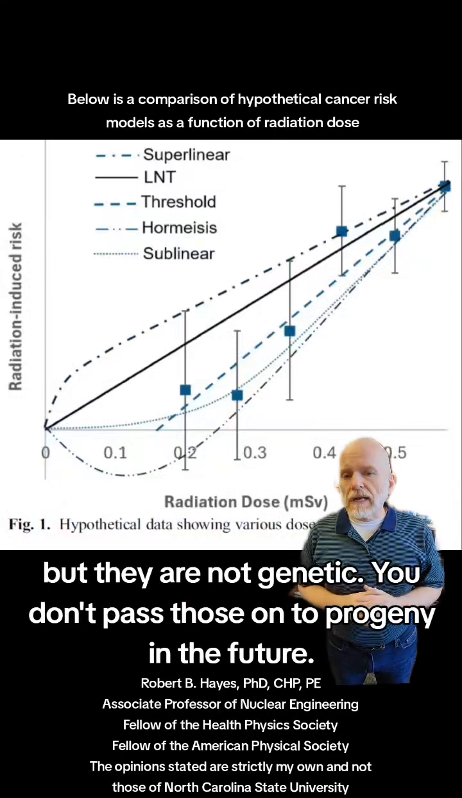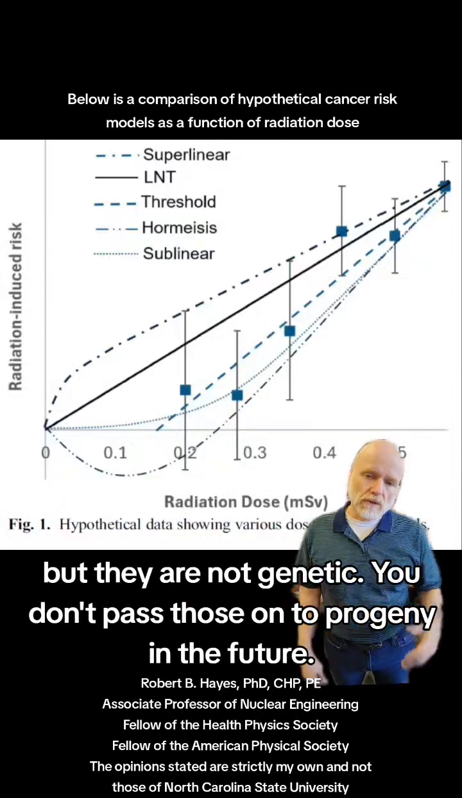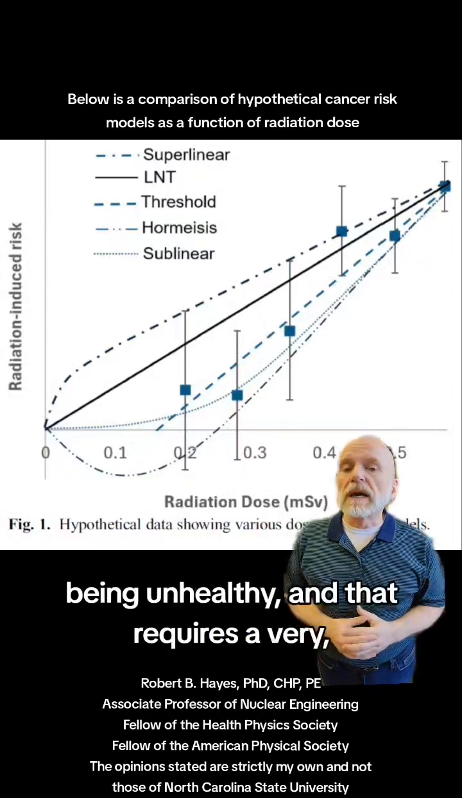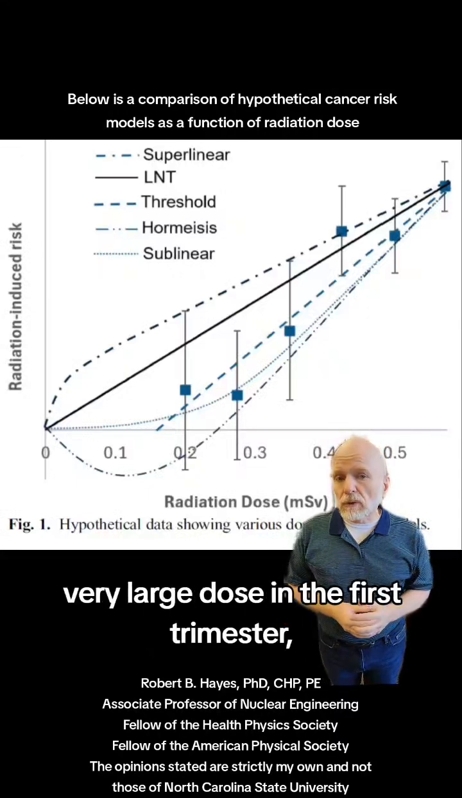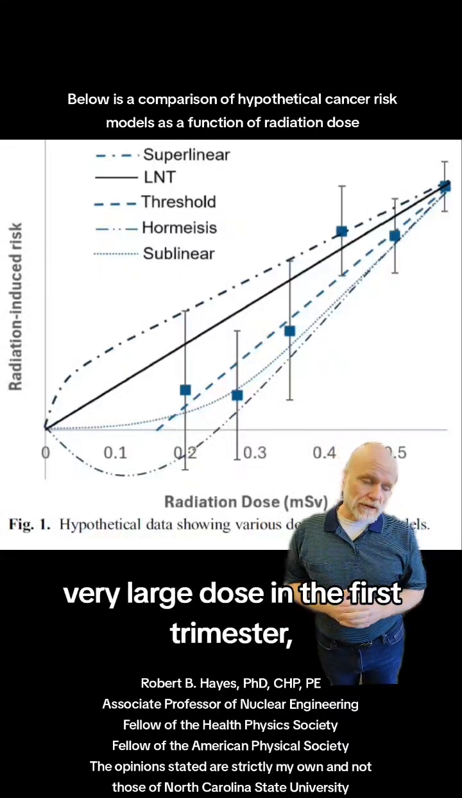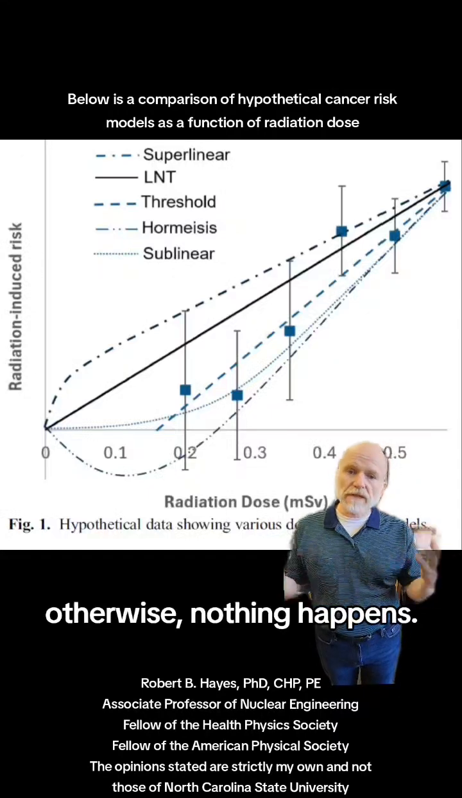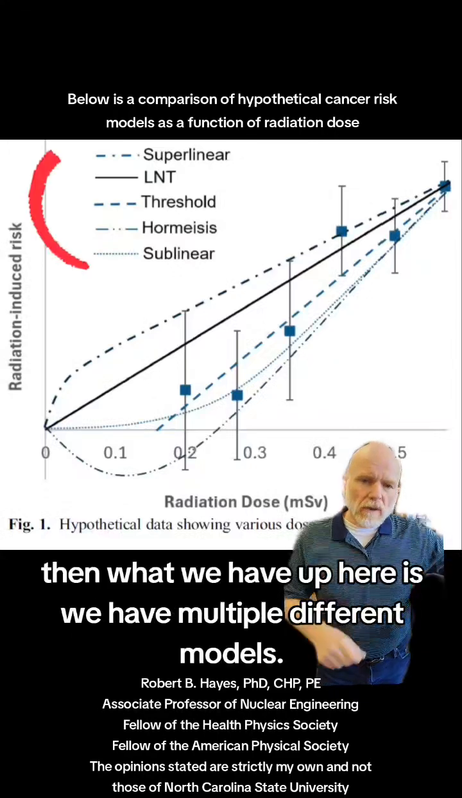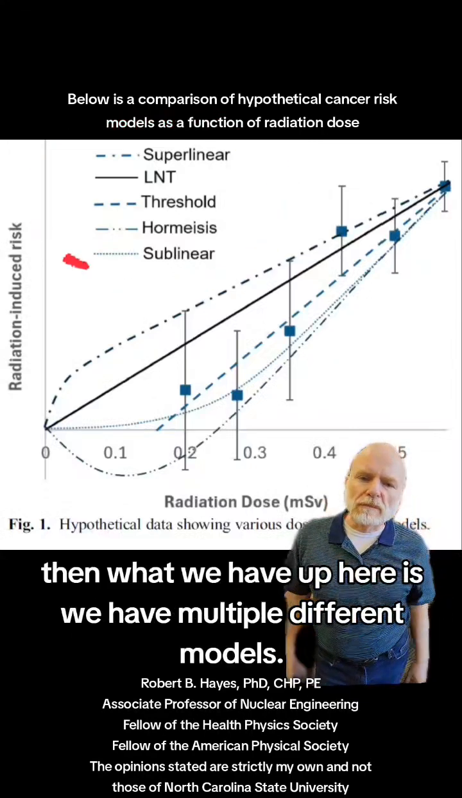But they are not genetic. You don't pass those on to progeny in the future. They're just birth defects from being unhealthy. And that requires a very, very large dose in the first trimester. Otherwise, nothing happens. When it comes to cancer, then what we have up here is we have multiple different models.